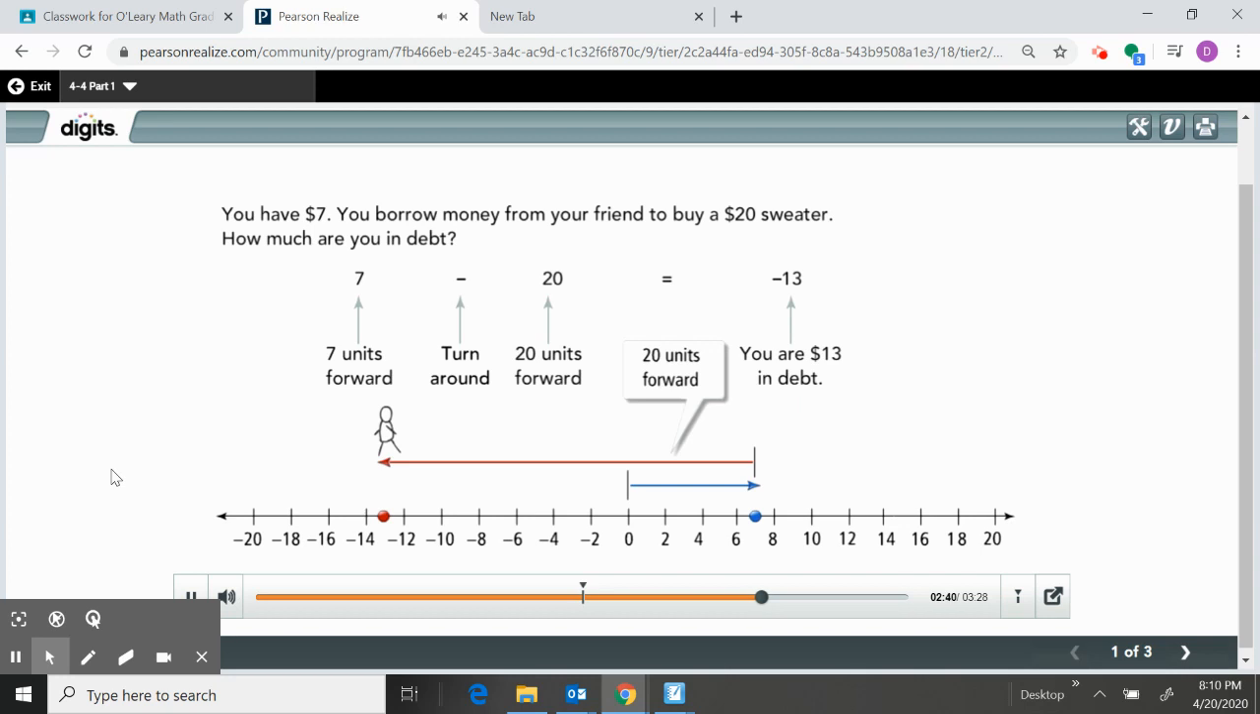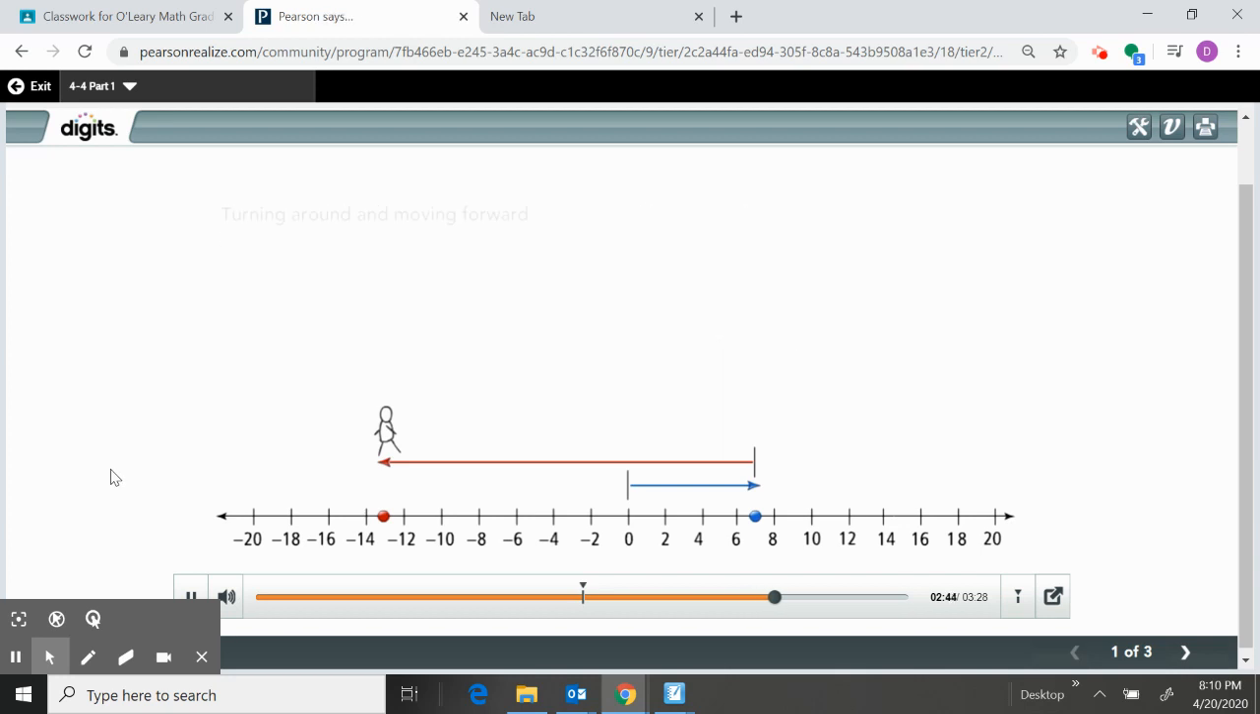You are $13 in debt. Turning around and moving forward is the same as moving backward.